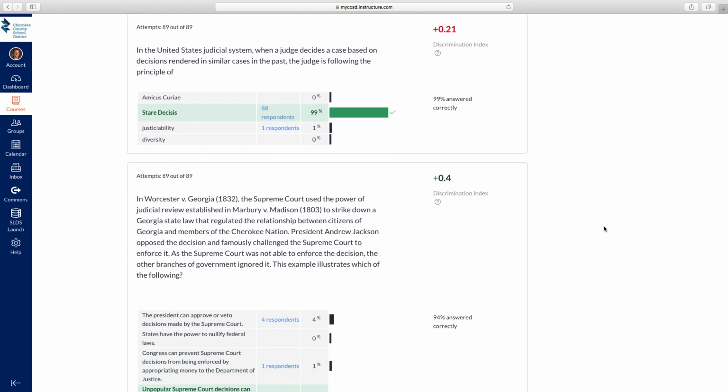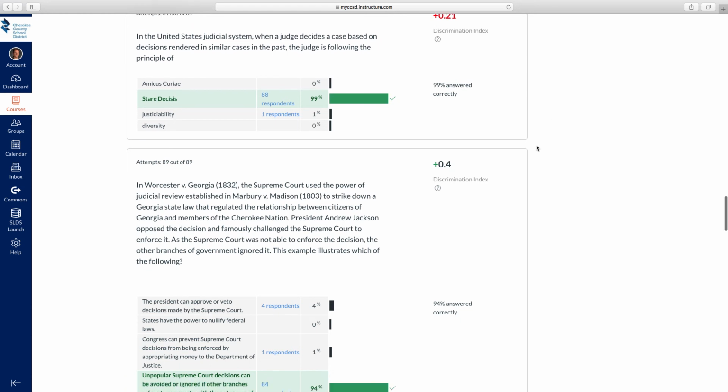In the United States judicial system, when a judge decides a case based on decisions rendered in similar cases in the past, the judge is following the principle of stare decisis. That means let the decision stand. Use precedent when deciding cases. Most of you guys got there.